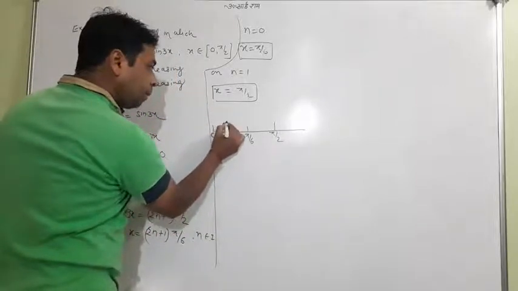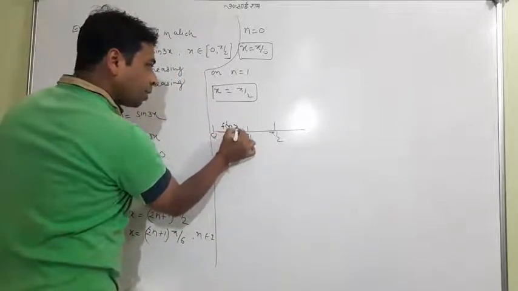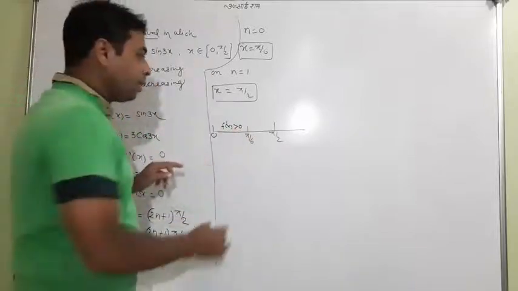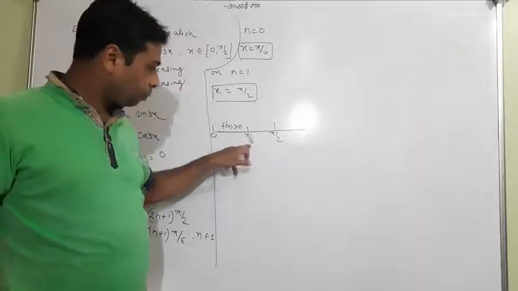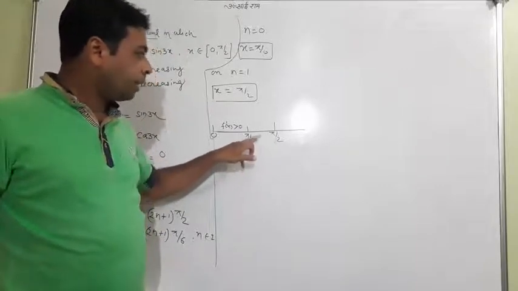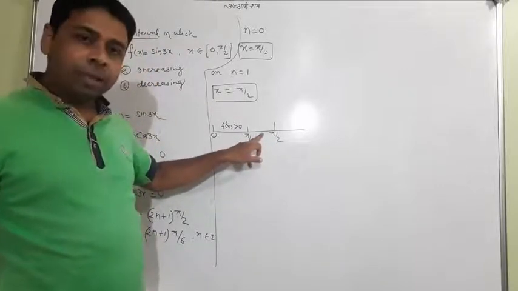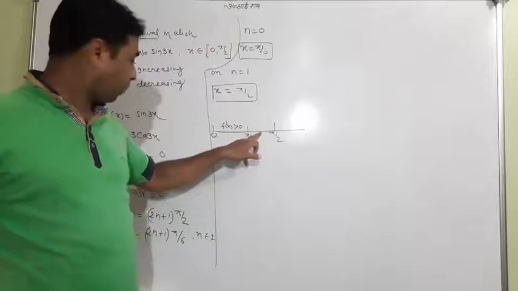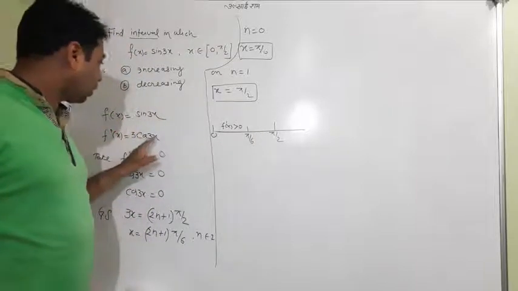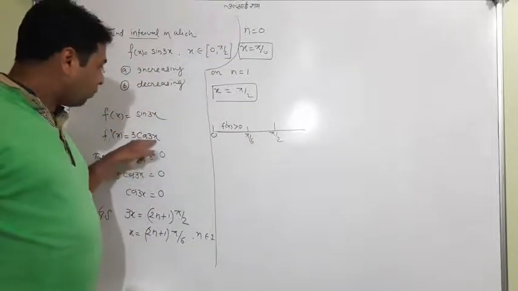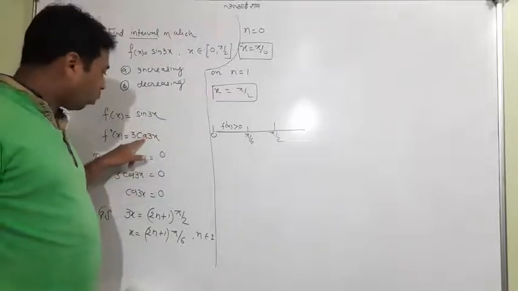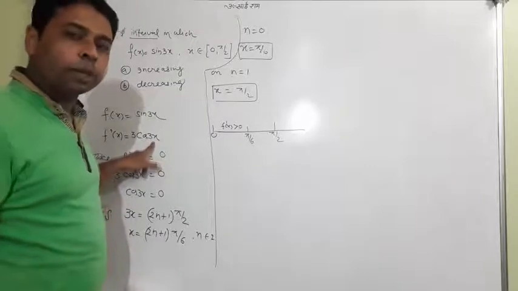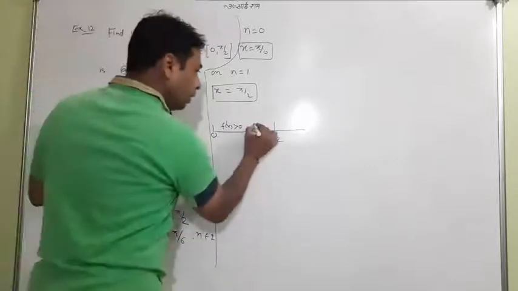So between them f dash x is positive, and between them definitely it is a 90. We can take any value like 45. We are choosing 45. So if you put 45 here, three times 45 is 135, and cos 135 is equal to minus 1 by root 2. That is negative.